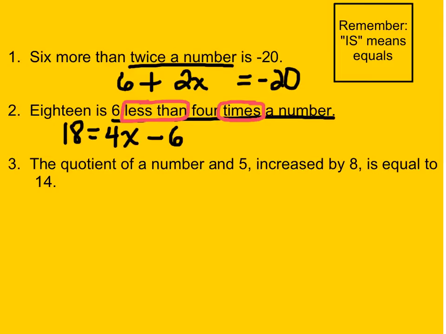And the last one, number 3, the quotient of a number and 5 increased by 8 is equal to 14. Quotient means divide. As we worked with division equations, though, remember we used a fraction bar. We did not use a division sign, the line with the 2 dots. So the quotient of a number and 5, then we want increased by 8, which would mean plus 8, is equal to 14.